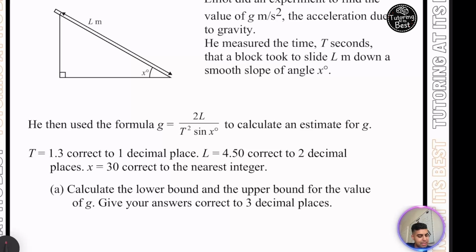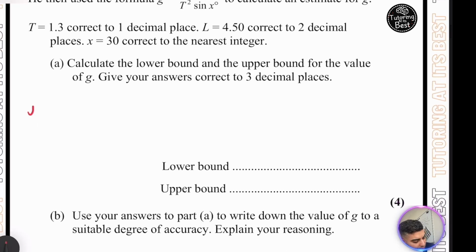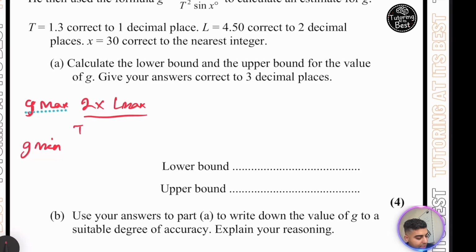Well, we're going to take the max and the min of this, essentially. So let's start off by saying the g max and the g min. Okay, so we'll essentially go with 2 multiplied by the max amount that we have of this. So it will be L max over, and then we'll get the t value, which is our 1.3, and we'll get the min of that. As you know, we have to have the max and the min, and we'll have sine min x.